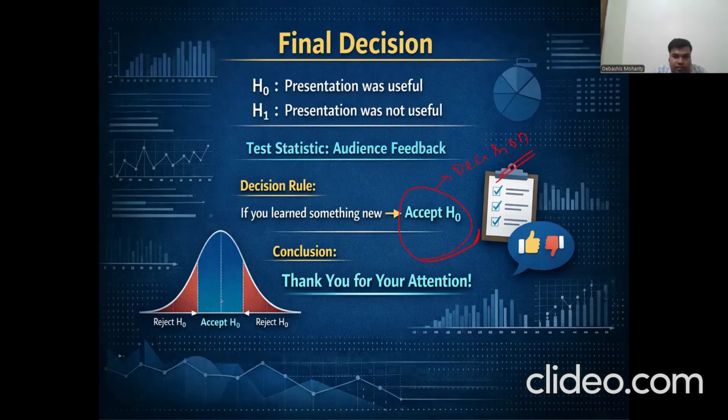So here it is the graph. Here we can accept the null hypothesis. Here we can reject the null hypothesis, and here also we can reject the null hypothesis. Two cases we are rejecting the null hypothesis, right or left? And in the middle case, whenever the distribution is coming left and right, equally normally distributed, in that case we are accepting the null hypothesis.